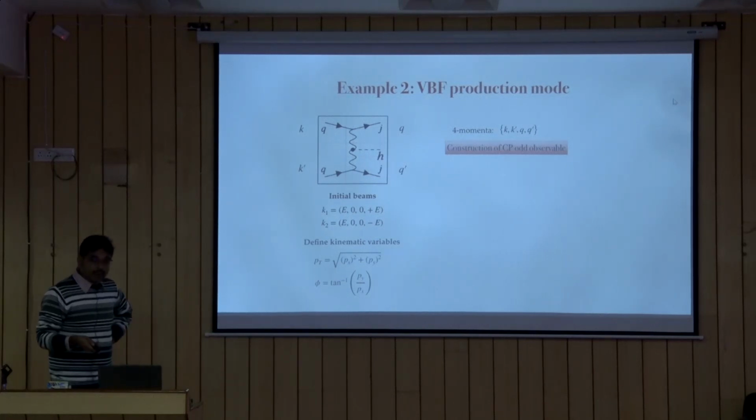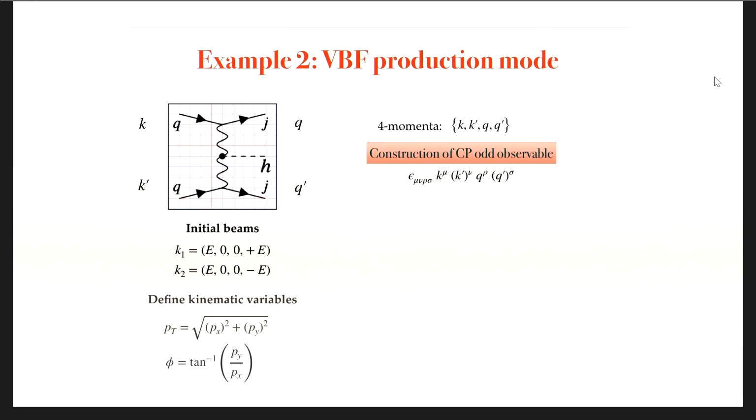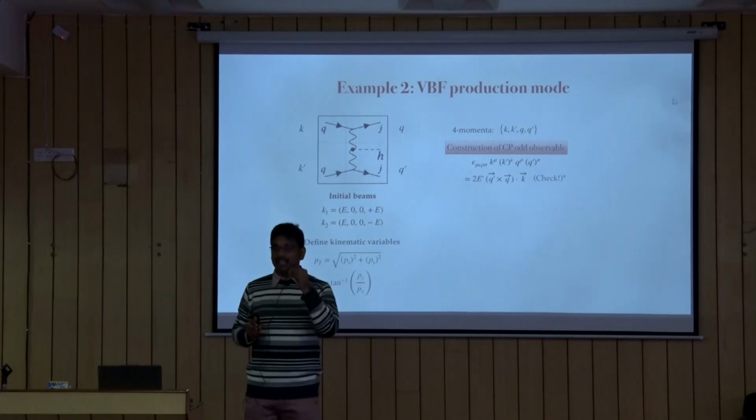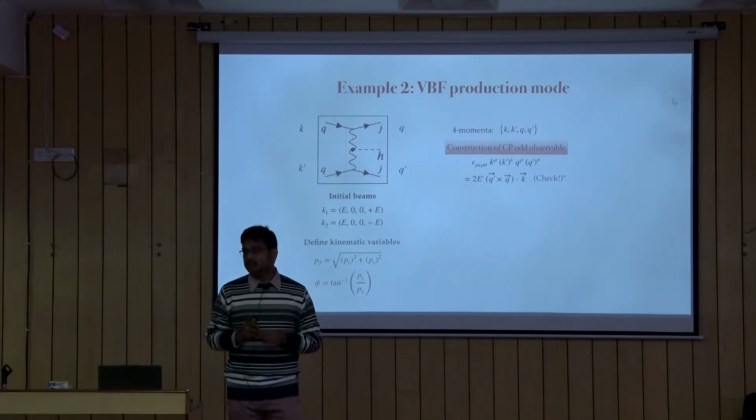Now the question is, can we construct a CP odd observable in this process? Now the CP odd observable can be epsilon mu nu rho sigma k mu k prime nu q rho q prime sigma. Now what exactly is this thing? If you expand this, it can be written in terms of k prime, q prime cross q dot k, where all these are the momenta associated with the initial and final states. Once again, this is a parton level thing that we are saying. In order to reconstruct these momenta in the context of a collider, one requires a bit of hard work.